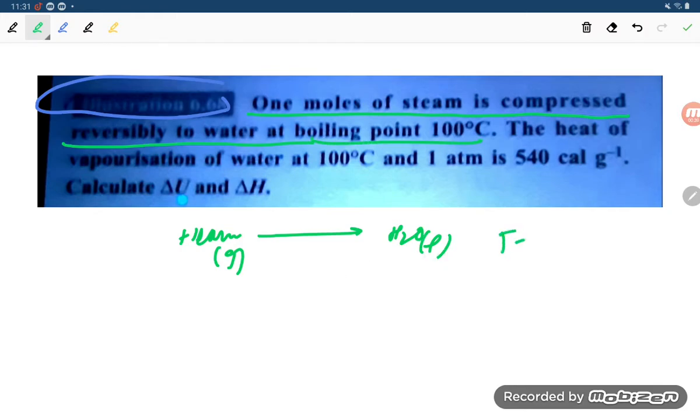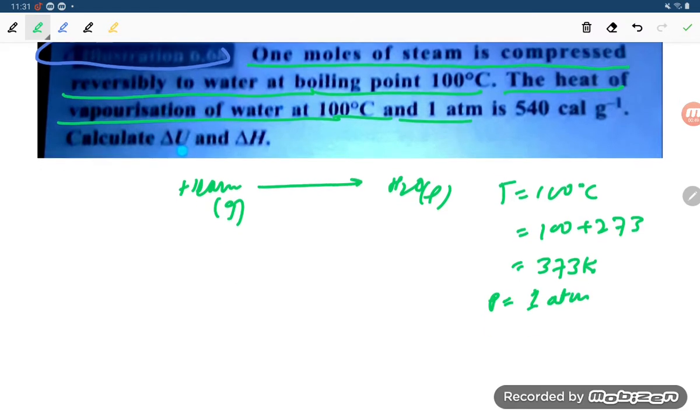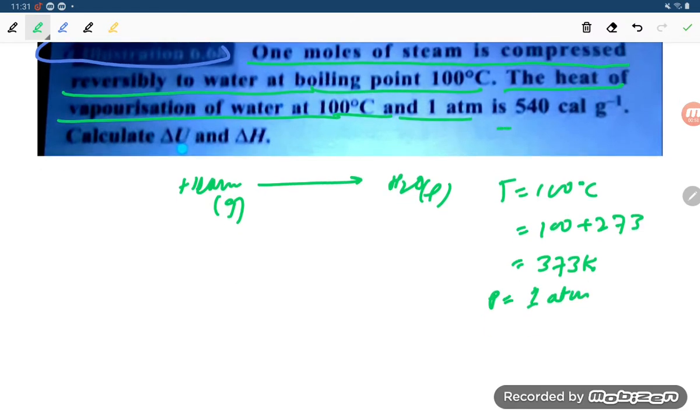So T is equal to 100 degrees Celsius, that is 100 plus 273, equal to 373 Kelvin. The heat of vaporization of water at 100 degrees Celsius and 1 atm pressure, P equal to 1 atm, is 540 calorie. So they have given the heat of vaporization.